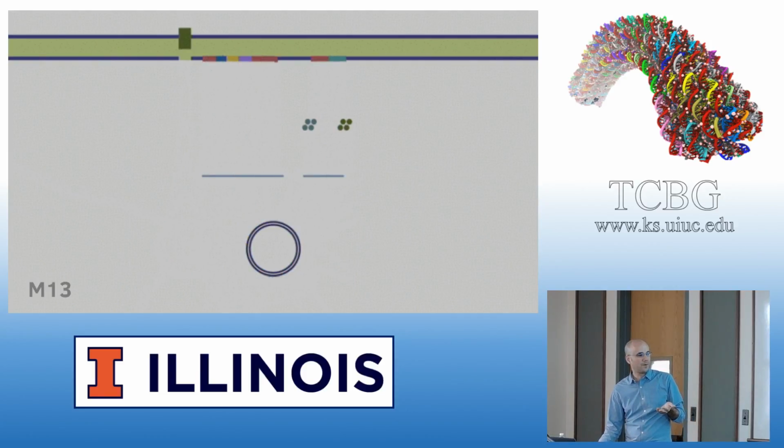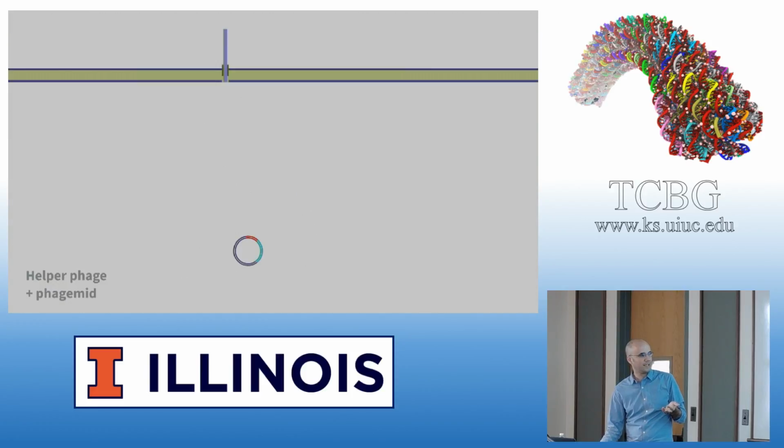And what we've done for most of our custom scaffolds is basically just modify the M13 by inserting a piece of DNA. So that can just increase the length by a couple of kb.